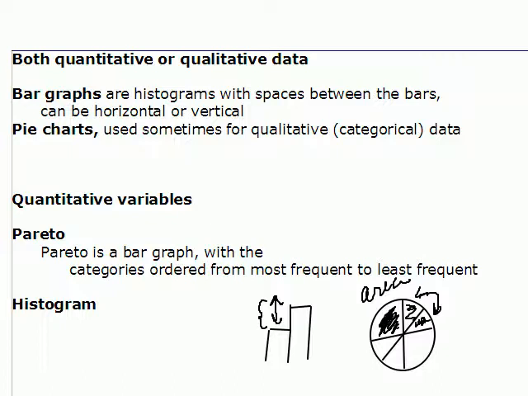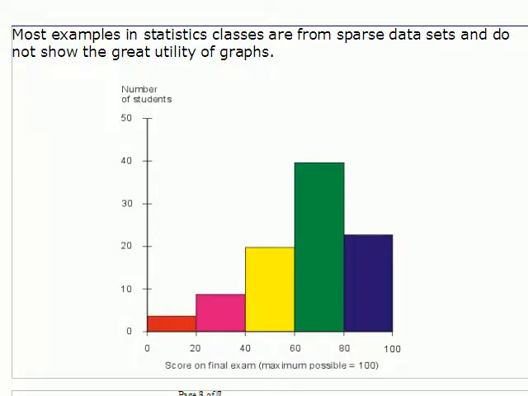For quantitative variables, there's also the Pareto, which is just a bar graph that's ordered. You put the most frequent one first, and actually it conveys a lot of information that way. Quantitative data is also presented in histograms. I'm going to give an example here, or a contrast here, to show you the power of the histogram when it comes to actual data. When you take a statistics class, they give you very sparse data sets, so you don't have to do too much work, although hopefully I'll give you some bigger ones, and you really don't get to see the utility of the graphs. This is a typical graph.